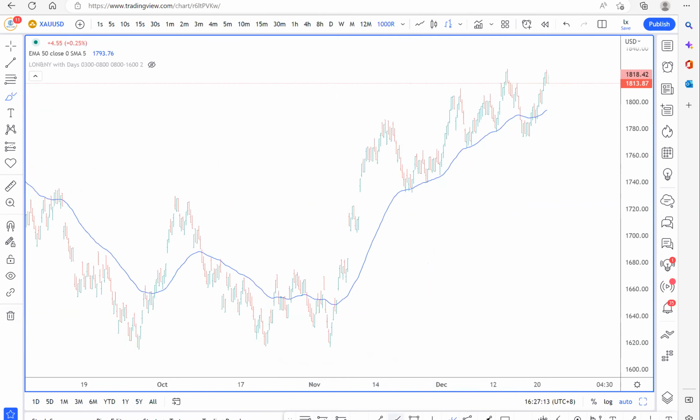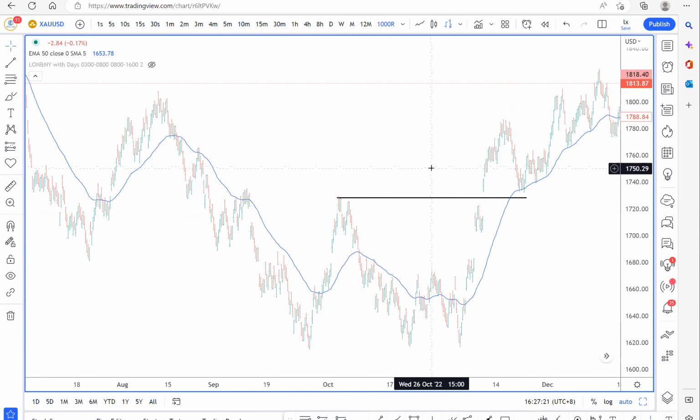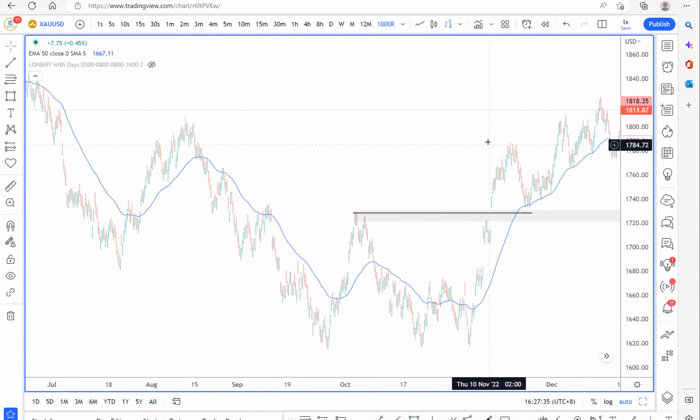So even if I were to remove all these drawings and just draw a horizontal line across, this is the resistance. You can see this area over here. So again, we don't want to take it at a specific level, but rather we want to identify zones. So for those of you who attend the live analysis session, you can see that generally I work with zones. So when price enters into the region, I use the smaller time frame for confirmation. So this is on gold, right?